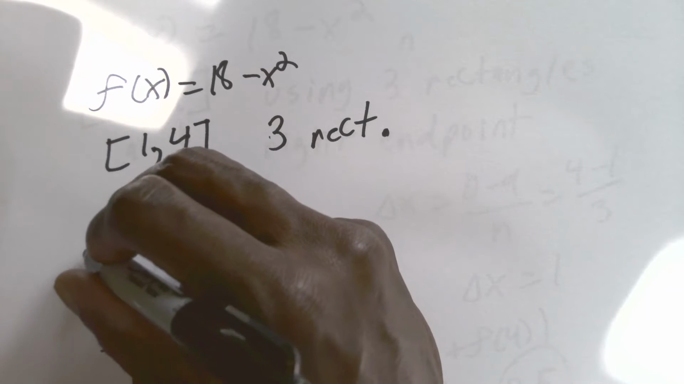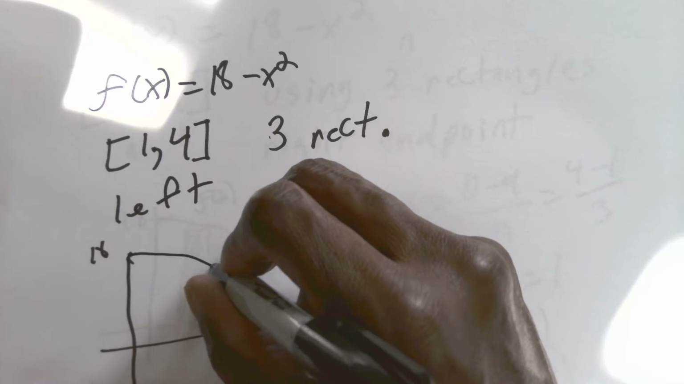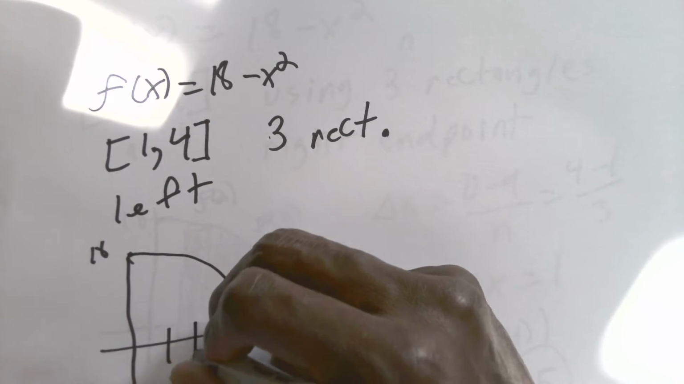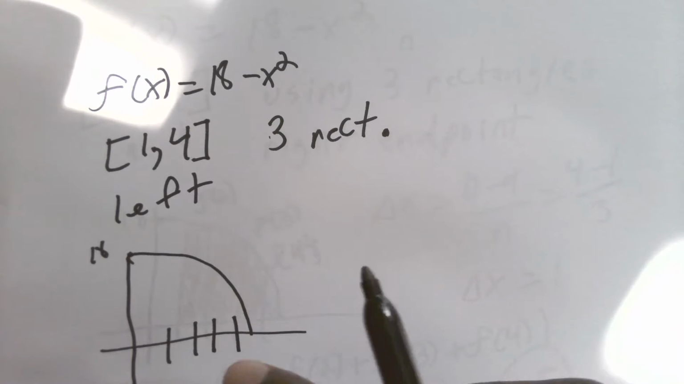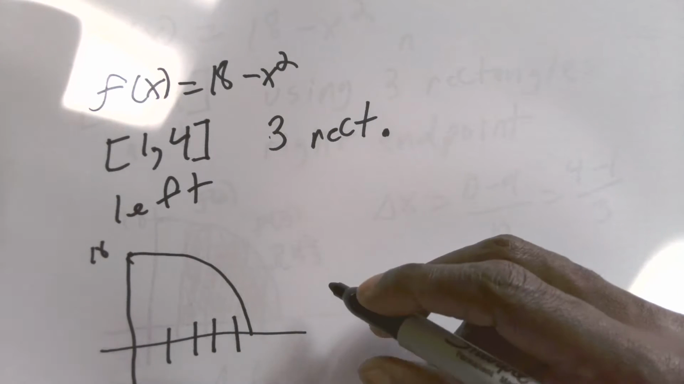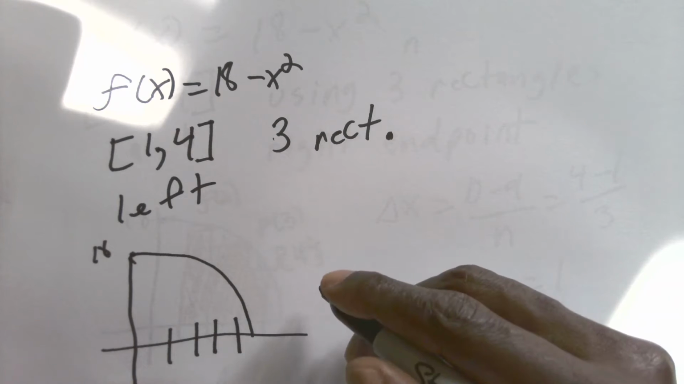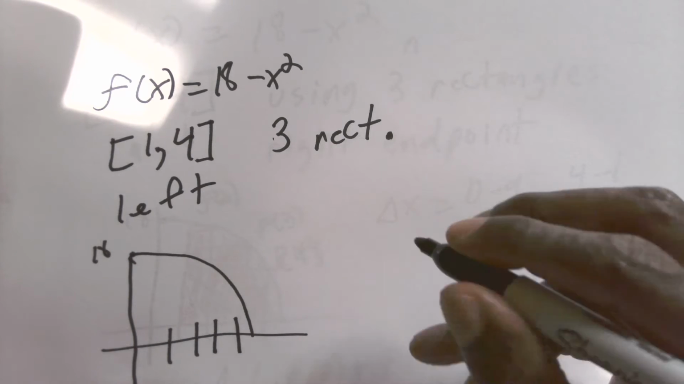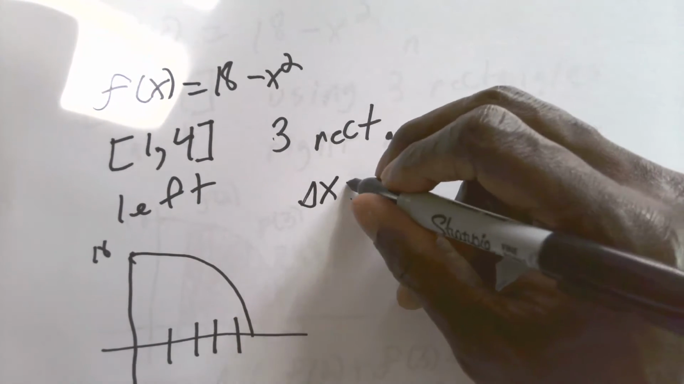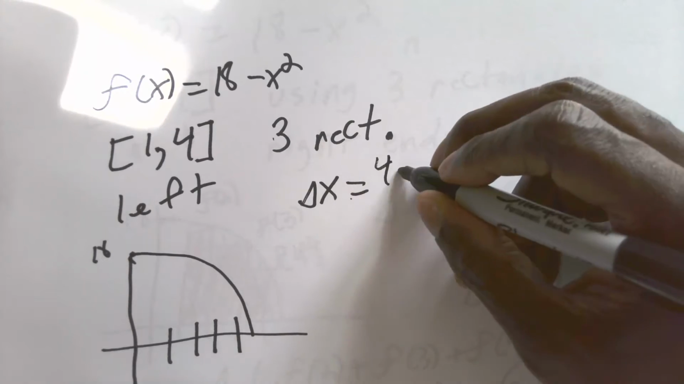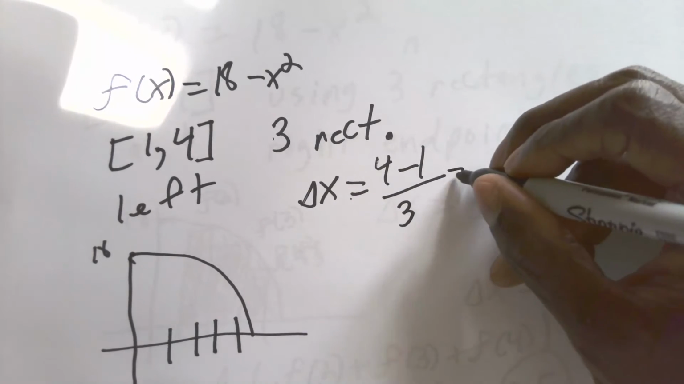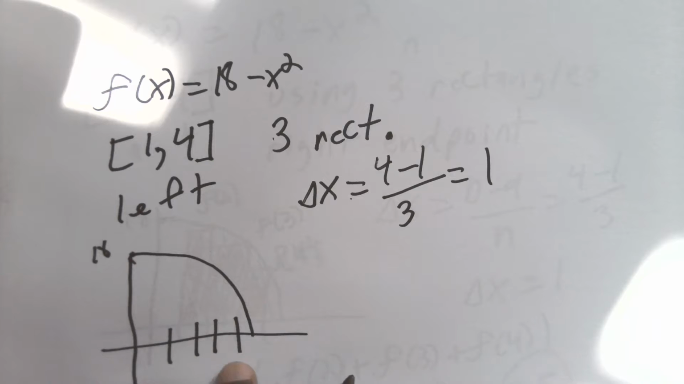So that's 18 again. There's a graph, 1, 2, 3, 4, square root of 18. And again, we're trying to find the area from 1 to 4. Now again, I will find my delta x, which would be the same thing. It would be b minus a divided by n. So it will be 1 again. So the width of each rectangle would be 1.